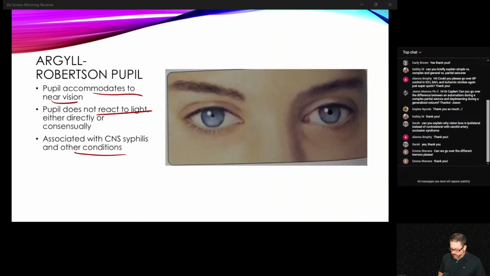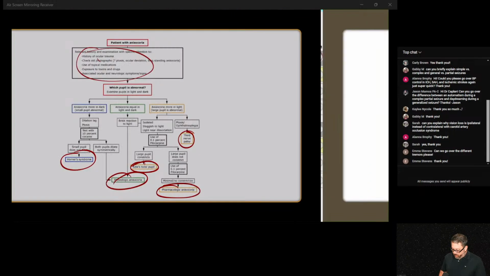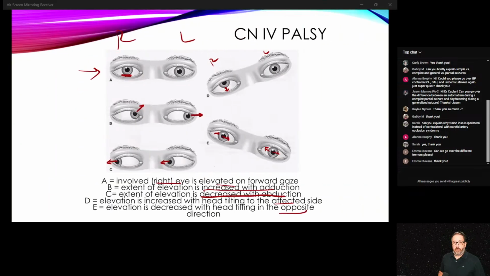Argyll-Robertson pupil does not react to light, but it'll accommodate. So as you do your accommodation, it'll react. Your Adie's pupil, there's your algorithm.